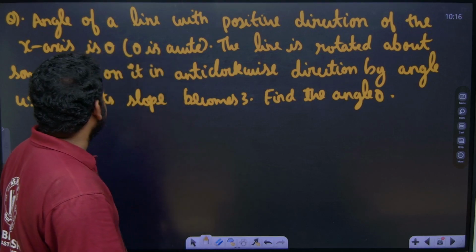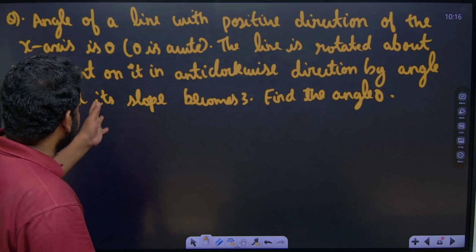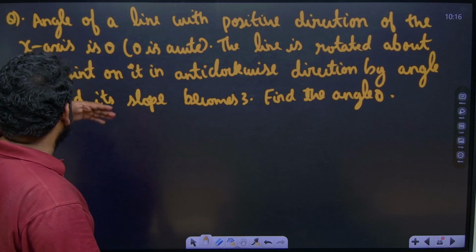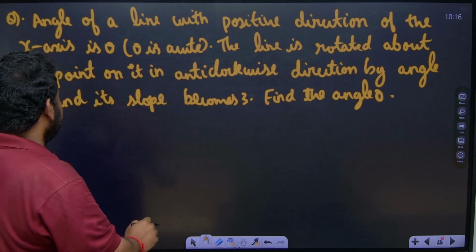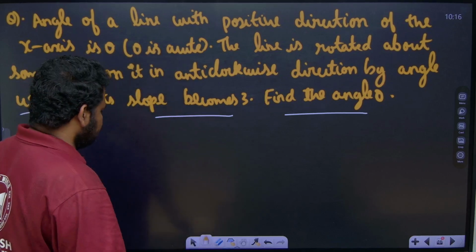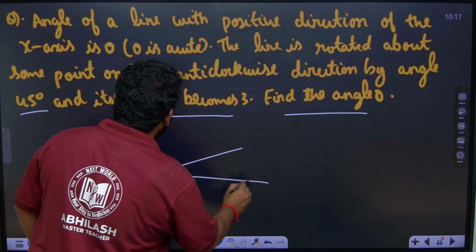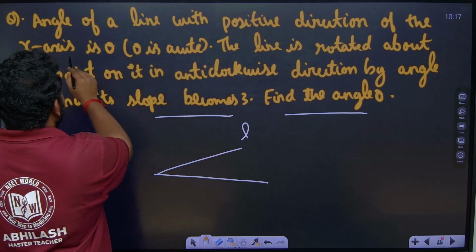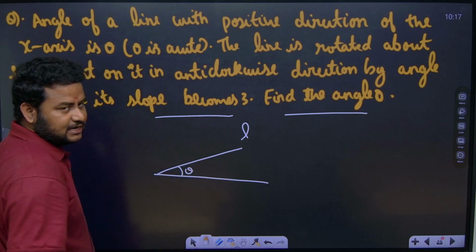Look at this. They have given that the angle of a line with the positive direction of the x-axis is theta. The line is rotated about some point on it in an anti-clockwise direction by an angle of 45 degrees, and its slope becomes 3. Find the angle theta. There is a line like this; let this line be L. With the positive direction of the x-axis, L is making an angle of theta.